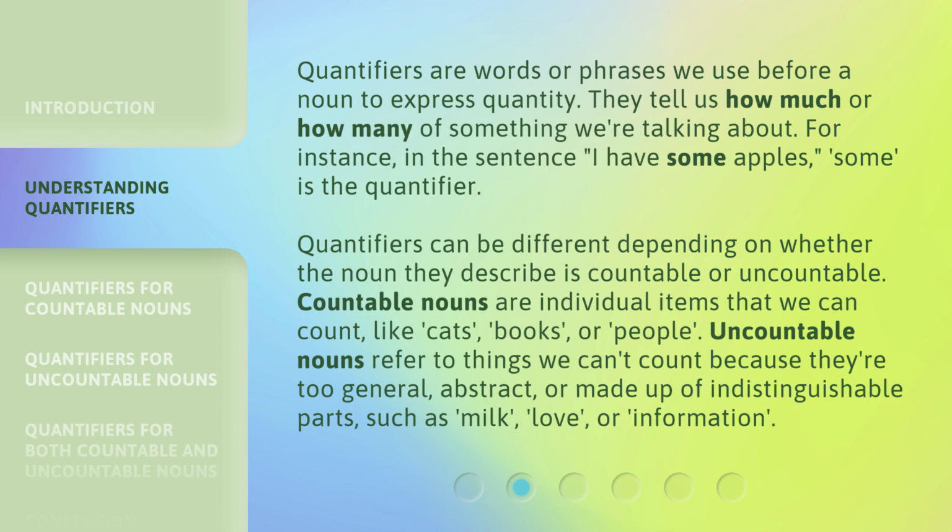Countable nouns are individual items that we can count, like cats, books, or people. Uncountable nouns refer to things we can't count because they're too general, abstract, or made up of indistinguishable parts, such as milk, love, or information.